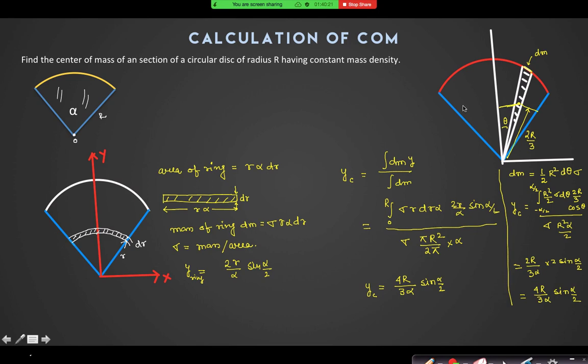So you can take different elements, right? Whichever you think is better, you can take it. But whatever element you take, you should know the center of mass of that element, right? Then you can use this formula. Is this alright for us?